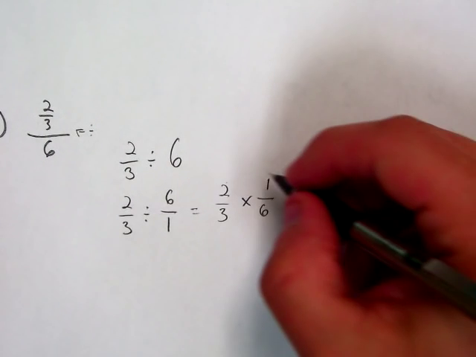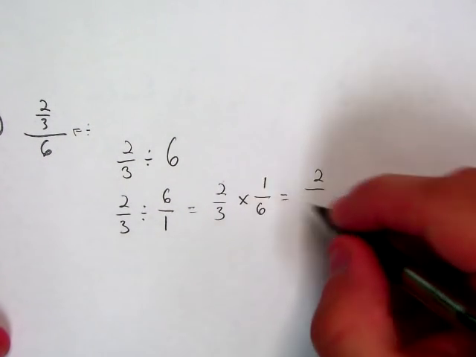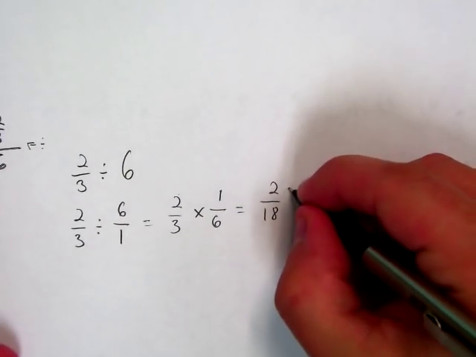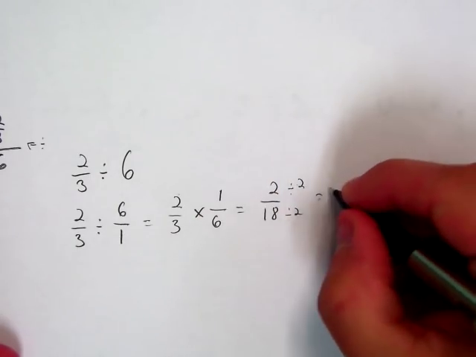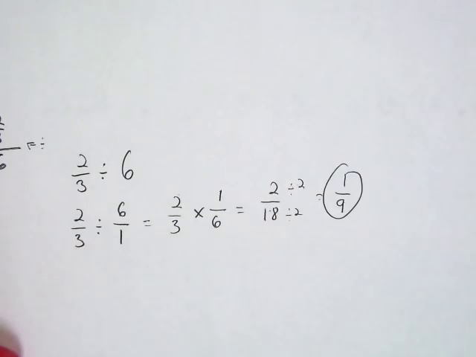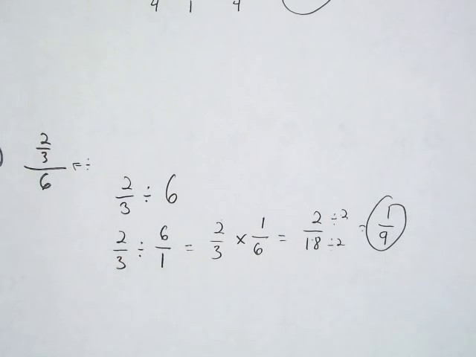I then multiply across, so 2 times 1 is 2. 3 times 6 is 18. And then I can simplify this. There's a common factor of 2. So 2 divided by 2 is 1, and 18 divided by 2 is 9. So 2/3 divided by 6 is 1/9.